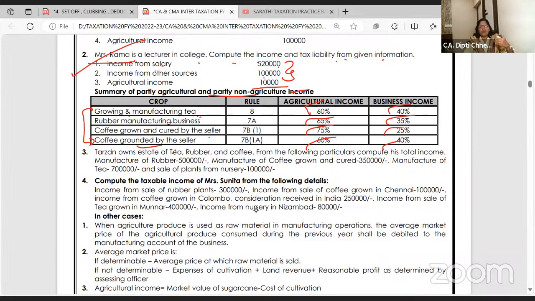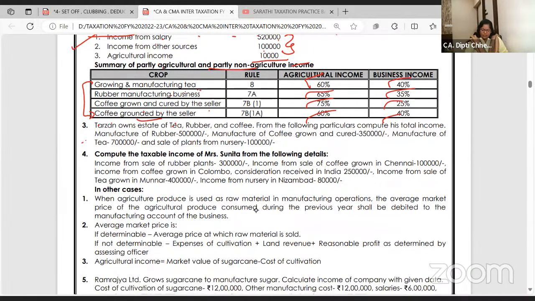Rubber hai to you all know rubber industries are also there in Kerala and they obtain that liquid from the rubber plants and then they make the rubber sheets and all. 65 35. Coffee grown is 75 exempt and 25 taxable. So for this 2-3 nice problems are there and I can't say ऐसे के ऐसे ही problem 4 से 5 बार repeat आते हैं एग्जाम में.